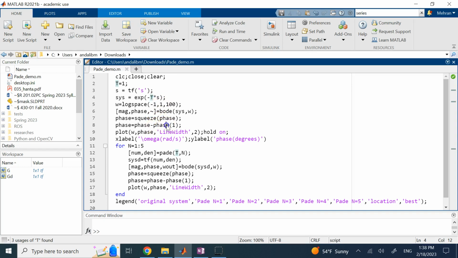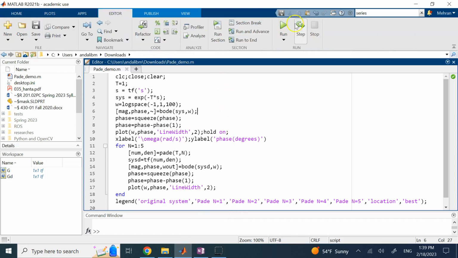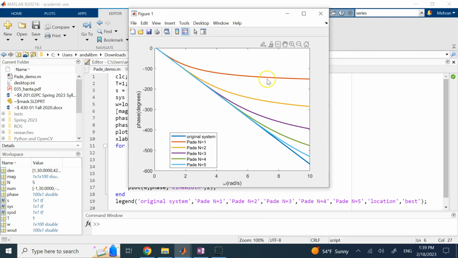But first of all, do not use the mod command, the modulo command, because it creates some oscillations in your plots. I would subtract the initial phase from the phases so I get a consistent plot, and that's what I did. So this is the original system, and then here for orders of 1 to 5, I found the numerator and denominator with the Padé command. I formed the system with the transfer function. I got the phase out of it. I plotted the phase on top of the original one, and then I added the legend, right? So once I run this code here, I will get that graph.